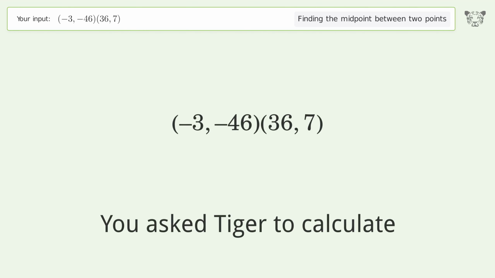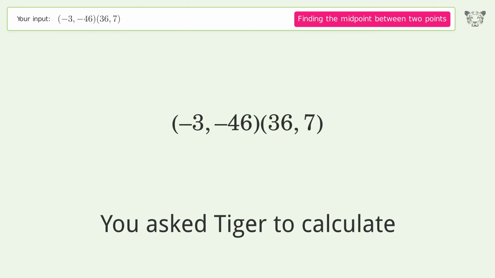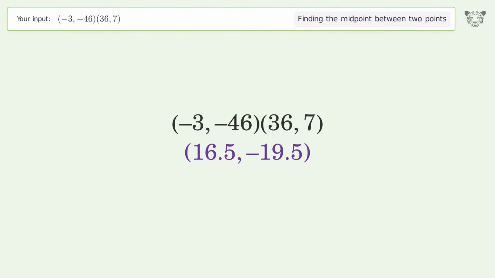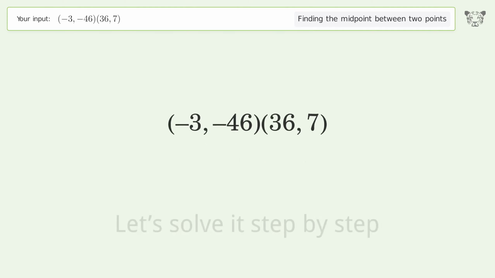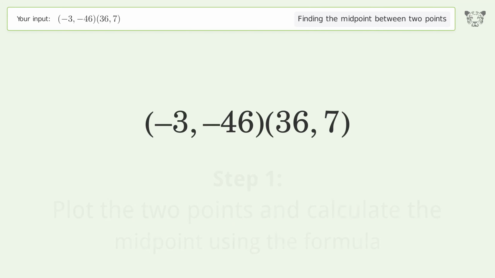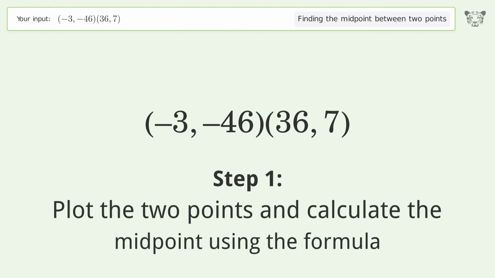You ask Tiger to calculate. This deals with finding the midpoint between 2 points. The midpoint between the 2 points is 16.5, negative 19.5. Let's solve it step by step. Plot the 2 points and calculate the midpoint using the formula.